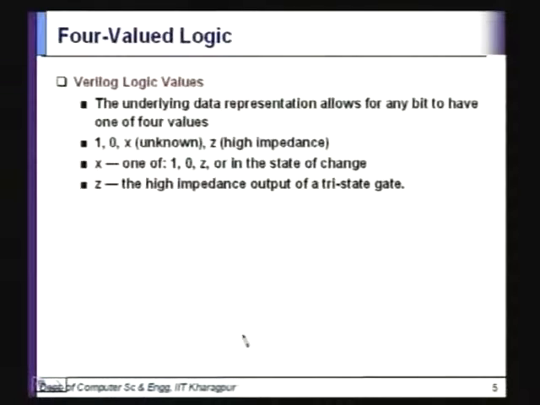Z is a high impedance output. Typically, if the output of a gate becomes tri-state, then that is Z. And it is very important because whenever you have a bus, at a given point of time, somebody is driving the signals, and one or more of the devices are reading the signals. Different devices should not drive the bus at the same time, because then we will have collision in the signals, right.